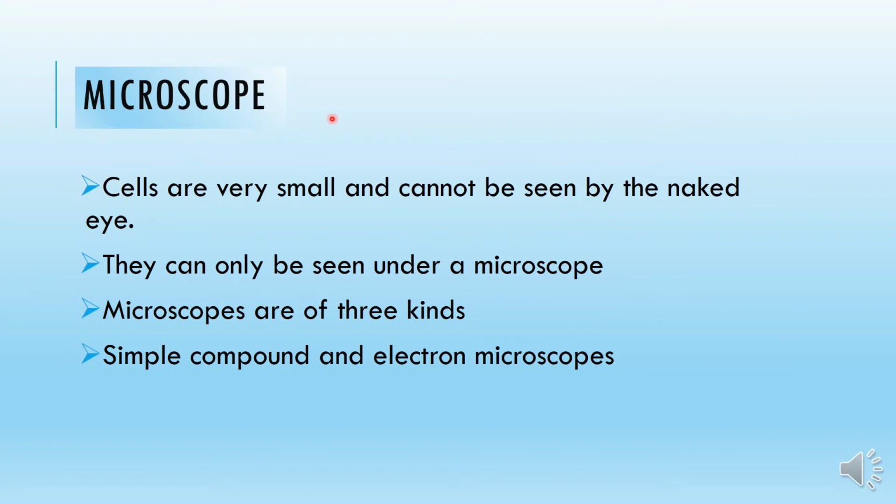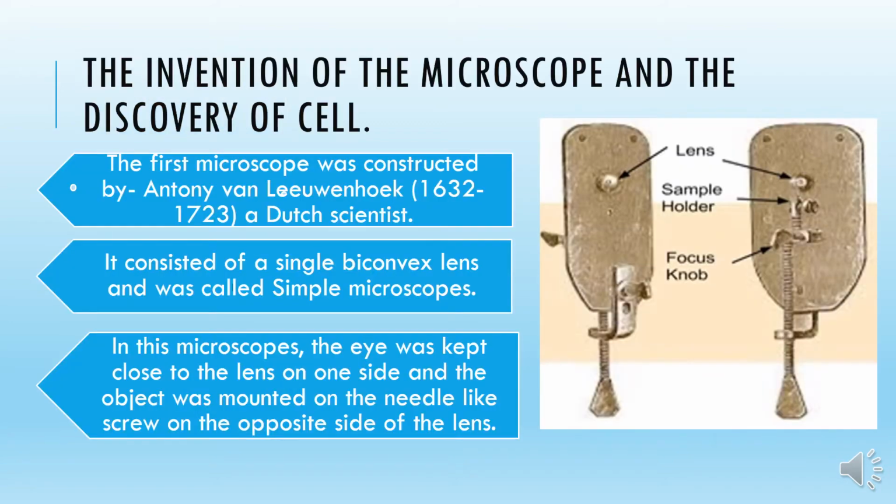Let's see about the microscope. As I told you in the previous slide, cells are very small and cannot be seen with the naked eye, so they can be seen under microscopes. There are three kinds of microscope: simple, compound, and electron microscope. So let's see the discovery of the microscope.